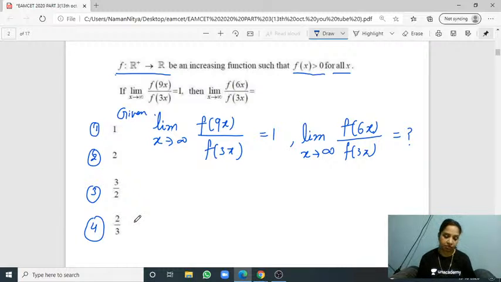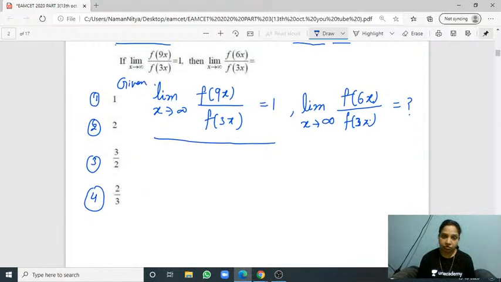Now how to solve this kind of question? Here the function is not directly given, only the name of the function is given. That function is f. And this is the given part. With the help of this given part, I will try to calculate what will be limit f of 6x divided by f of 3x, and x tends to infinity, obviously. So now let me just take this part and try to get the value.